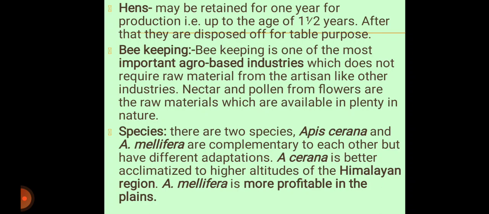The species: there are two important species for beekeeping, Apis cerana and Apis mellifera. They are complementary to each other but have different adaptations. Apis cerana has better acclimatization to higher altitudes of the Himalayan regions. Mellifera is more profitable in the plains.